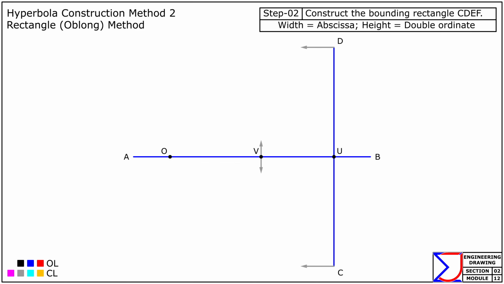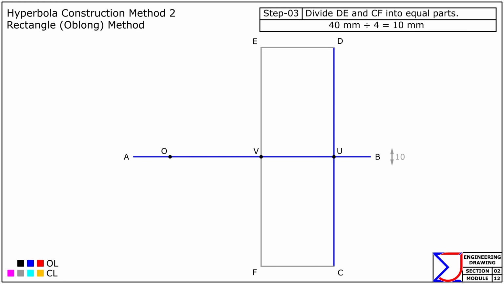Next, use these axes to construct a rectangle, CDEF, where the width and height correspond to the abscissa and double ordinate respectively. Now, divide the segments DE and CF into equal parts, for example, 4, and mark the points accordingly, as shown. Similarly, divide DU and CU into the same number of equal parts, and mark the points accordingly, as shown.